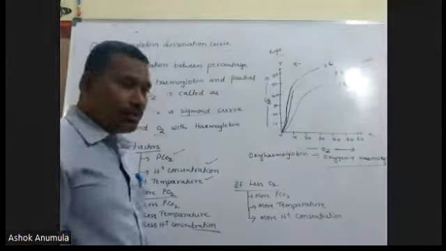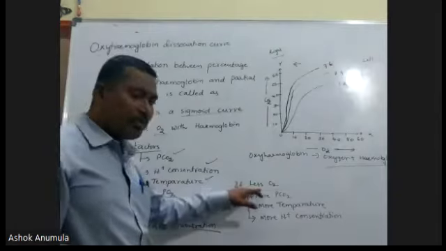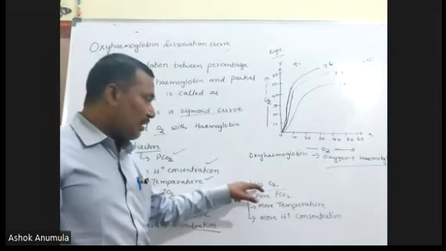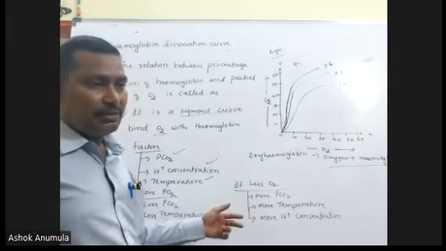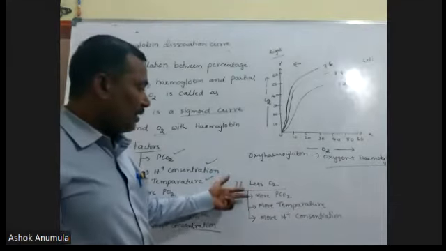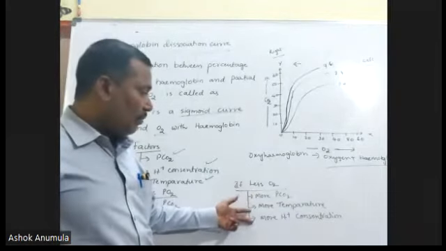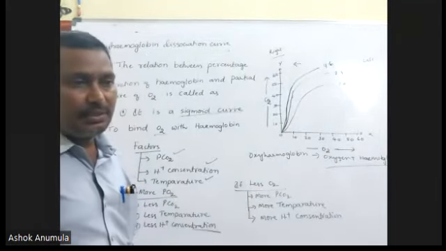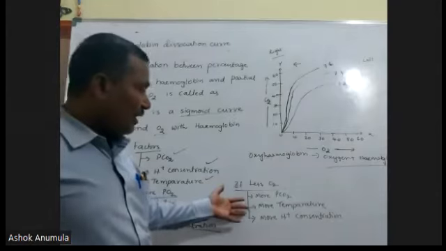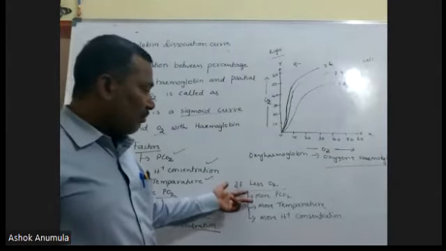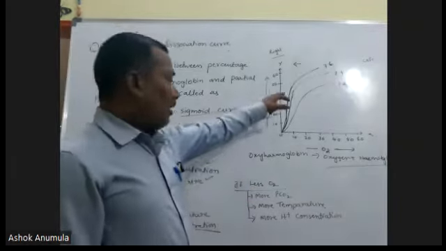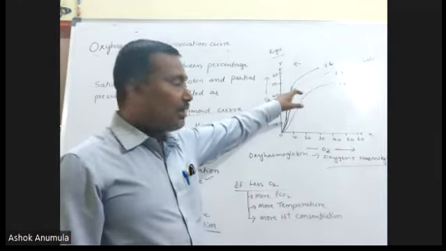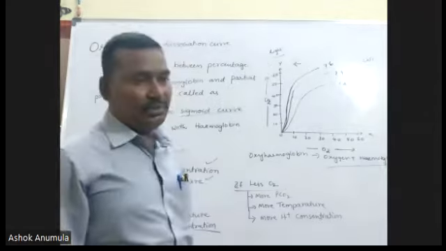One more condition is also present. If less oxygen is present, definitely more PCO2, more temperature and more H plus ion concentration are present. If more H plus ion concentration, more temperature and more PCO2 are present, this oxyhemoglobin dissociation curve moves towards the right side.